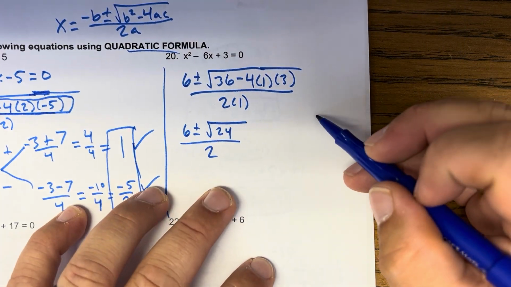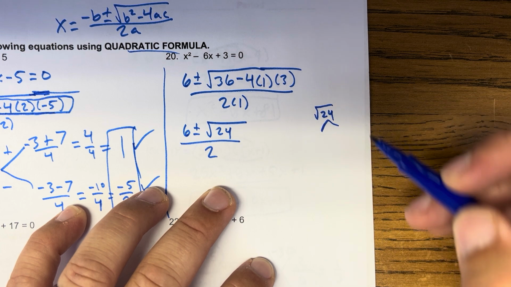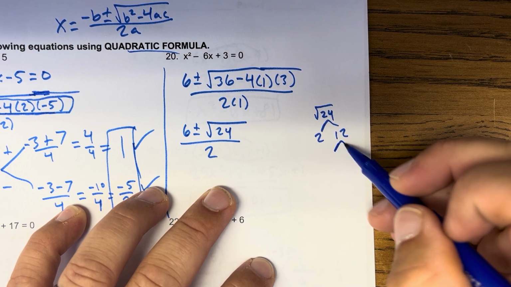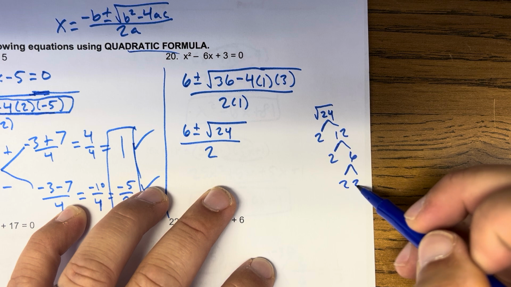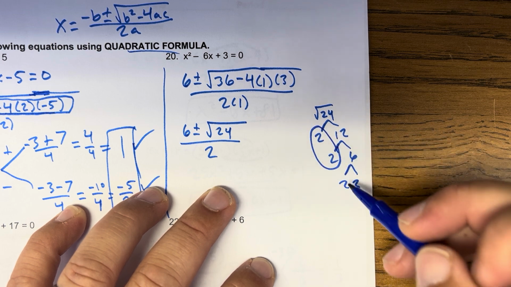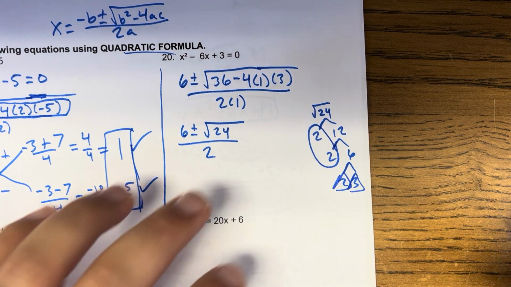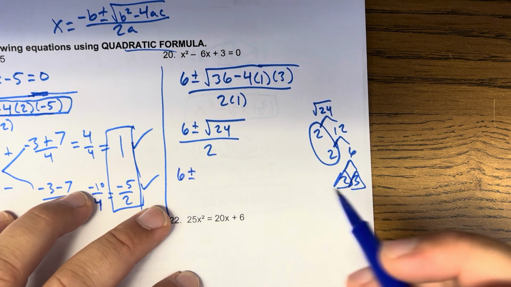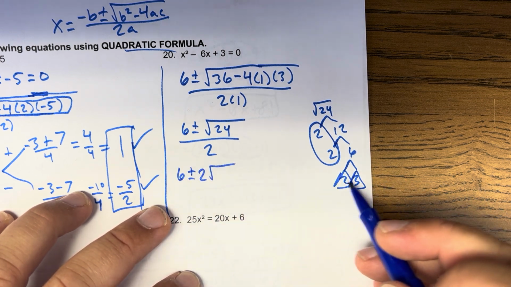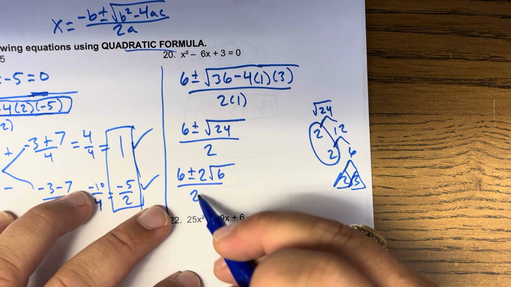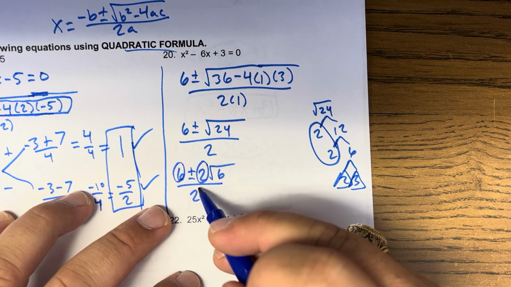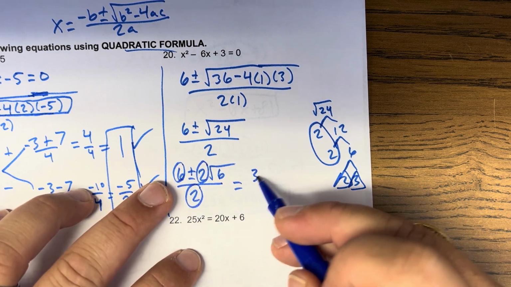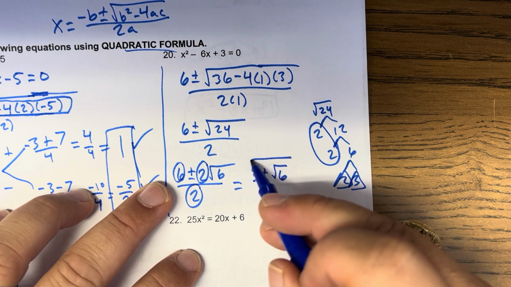I don't know the square root of 24, so instead of doing decimals, we're going to come out to the side and simplify the square root. So 2 times 12, with 2 times 6, 2 times 3. So these two go on the outside, these go back on the inside. So 6 plus or minus 2, square root of 2 times 3 is 6, all over 2. And then we'll simplify these circles right here to get 3 plus or minus square root of 6.